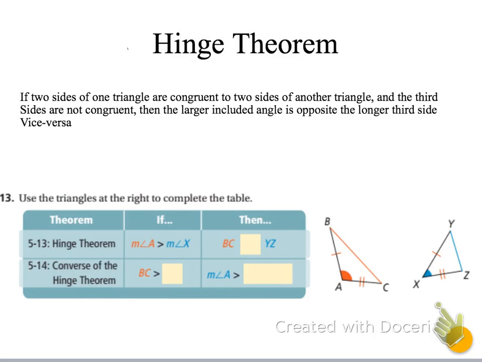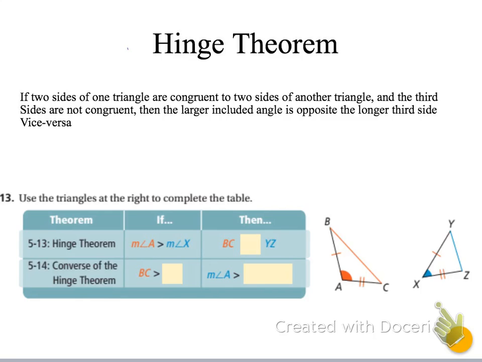Okay, the hinge theorem. If two sides of one triangle are congruent to two sides of another triangle, and the third sides are not congruent, then the larger included angle is opposite the longer third side, and vice versa. So if I have two angles that are congruent, that means the largest angle is across from the largest side.